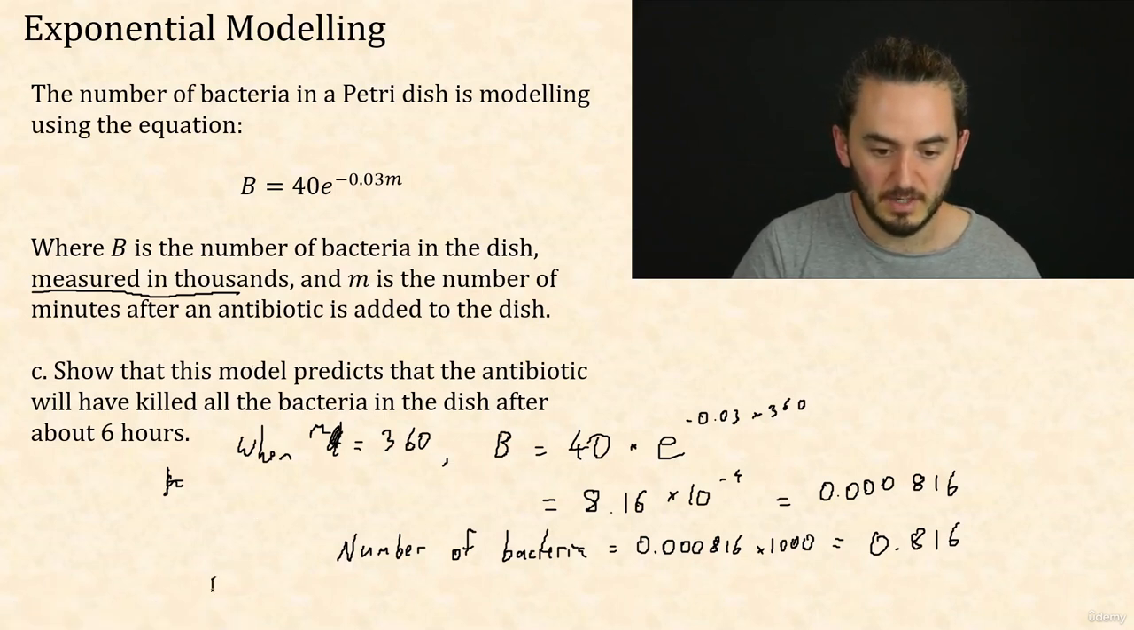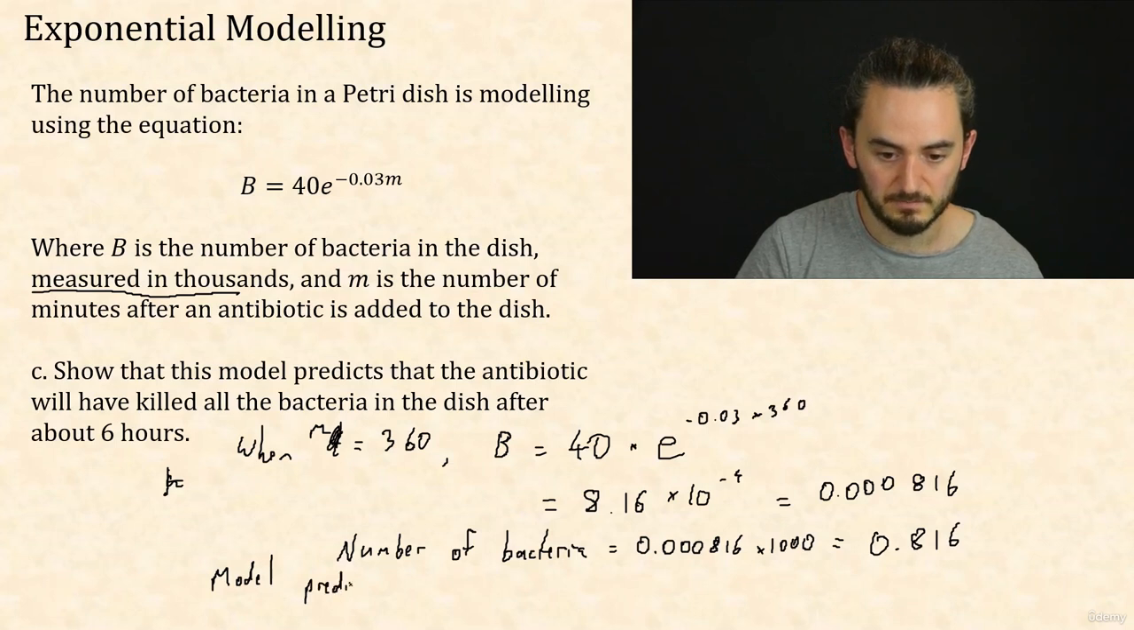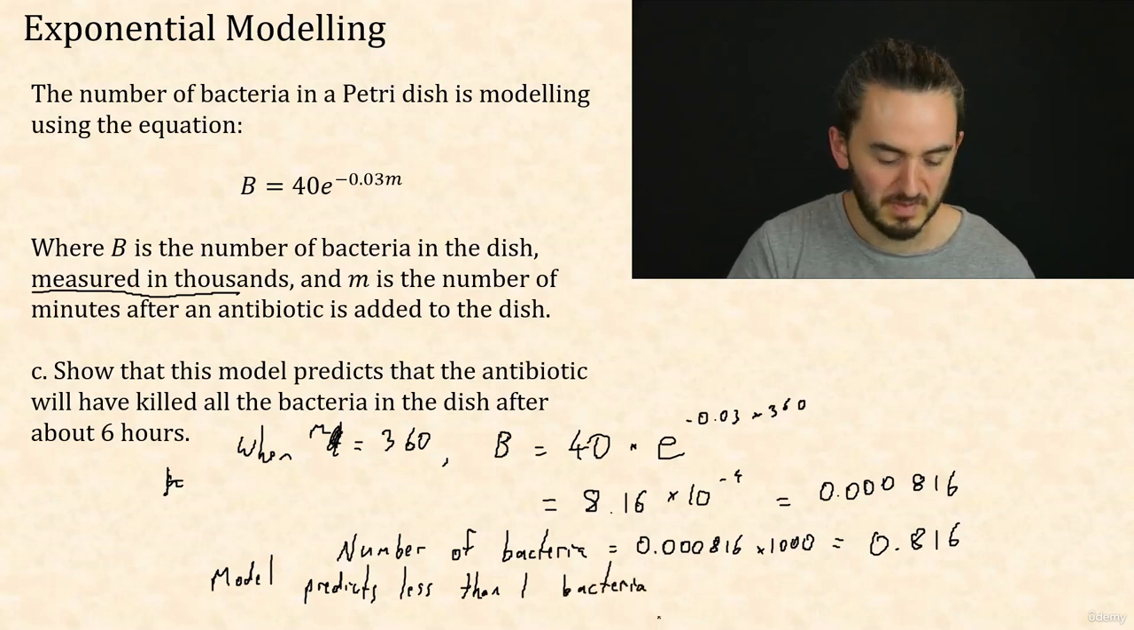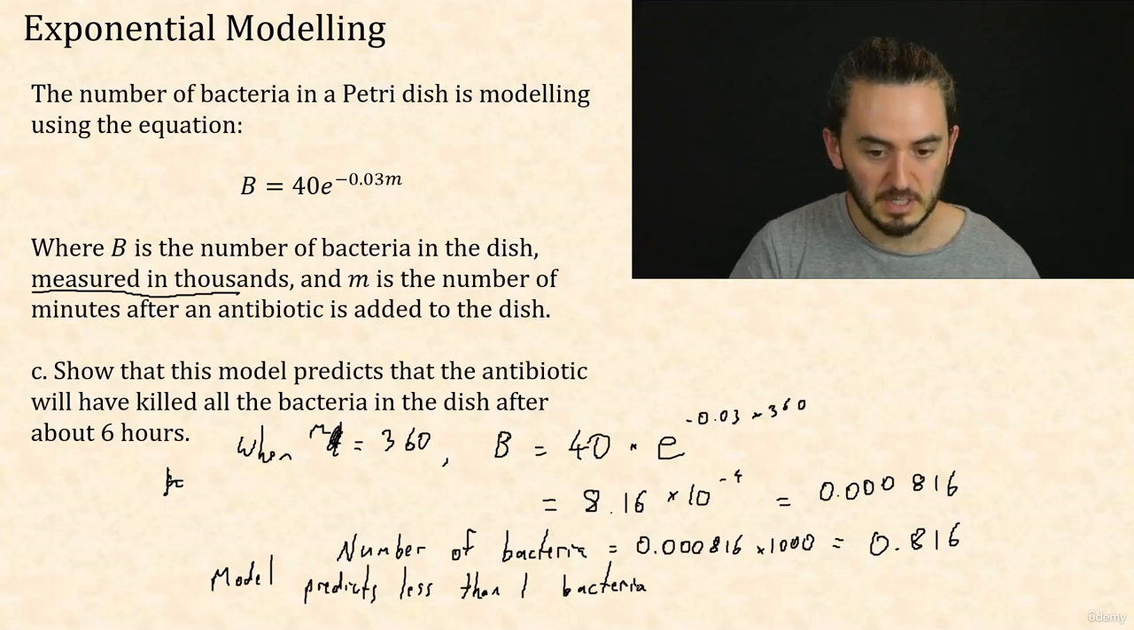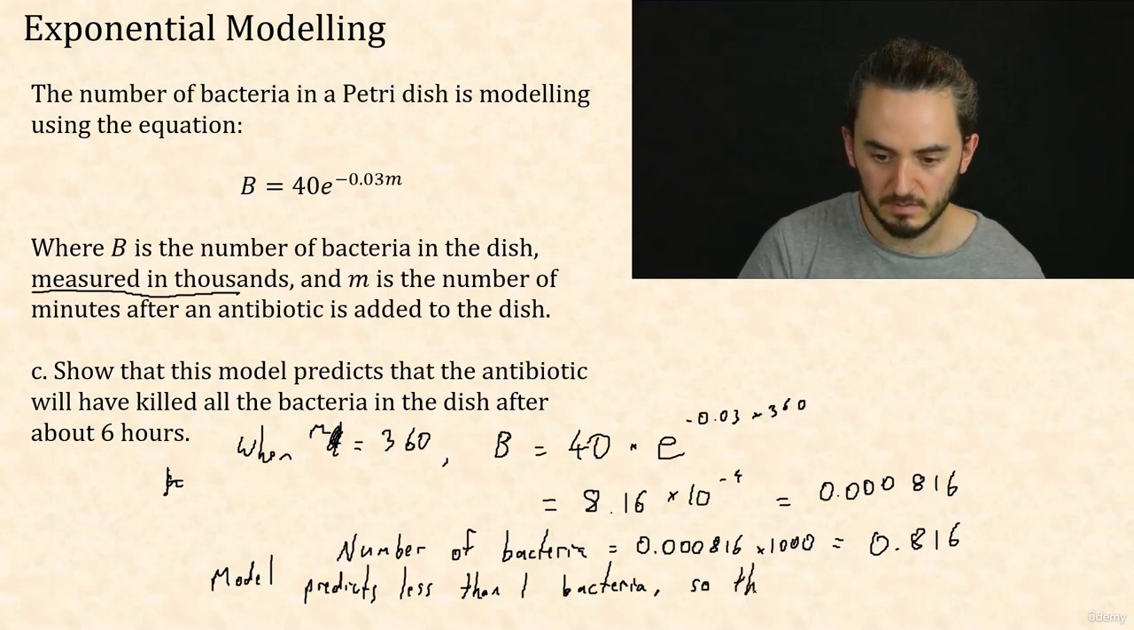So we can actually write that. Model predicts less than 1 bacteria. I mean, I think bacteria is plural, so maybe it should be bacterium, but I'm not going to be daft about this. Predicts less than 1 bacteria. So they will be gone.